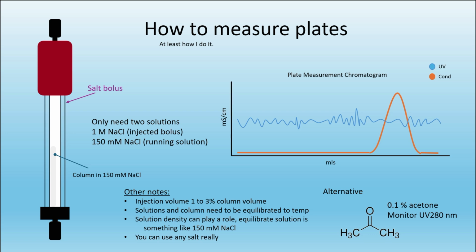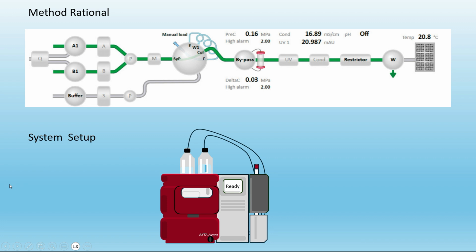Whatever you use, the most important thing is that you stay consistent with both your setup and your solutions. For example, always use the same percent volume for injection into your column. If you're using 2%, always use 2% of the column volume for the salt bolus injection. Likewise, your chromatography setup is very important.